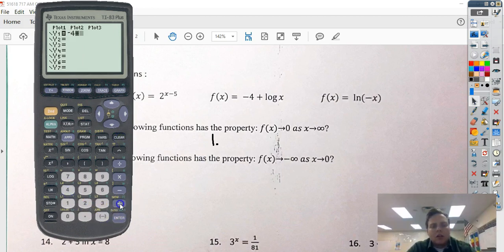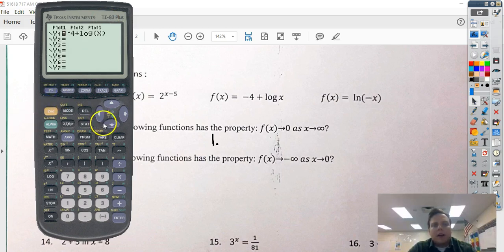-4 plus log of x. Let's hit graph. As I go to the right, is this guy getting closer and closer to 0? Well, no. Because you should remember that a log graph will continue to rise the more right I go. So eventually it's going to be well past 0. It's going to take a long time to get there, but eventually it's going to be all the way up in the thousands. All right? So no, that one does not do it because it continues to pass 0. Okay? It continues past 0.